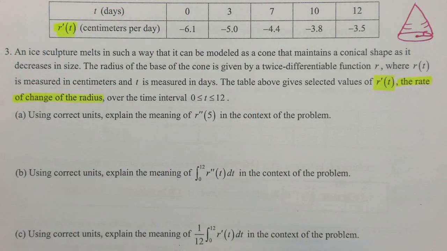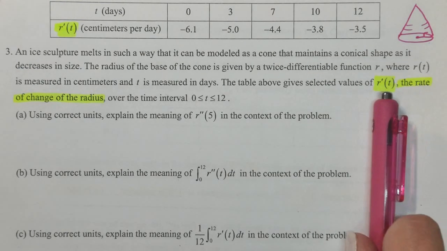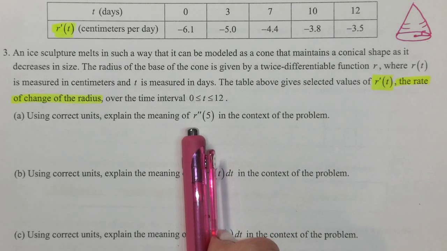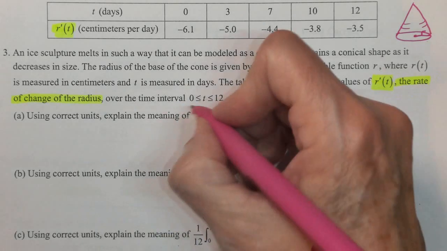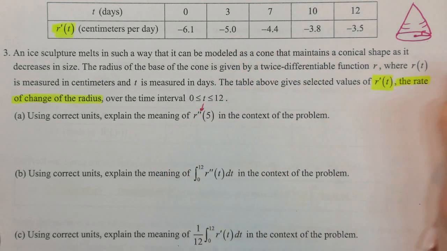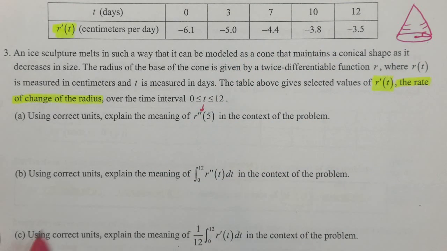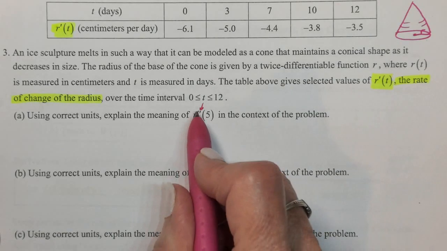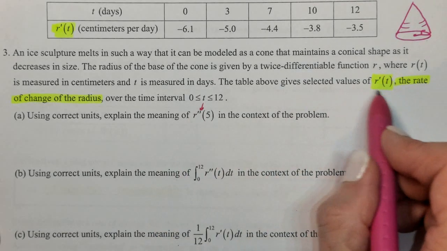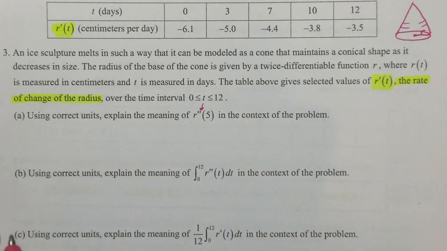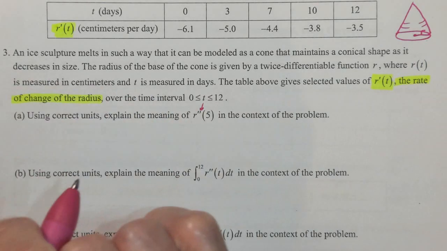So in part A, they're not going to ask us what the meaning of r prime is because they've already told you what r prime is. They're asking you, what is r double prime then? Well, r double prime is the rate of change of the rate of change. It's the rate of change of r prime. So it's the rate of change of the rate of change of the radius. But that's going to sound awkward. So let's use my template.